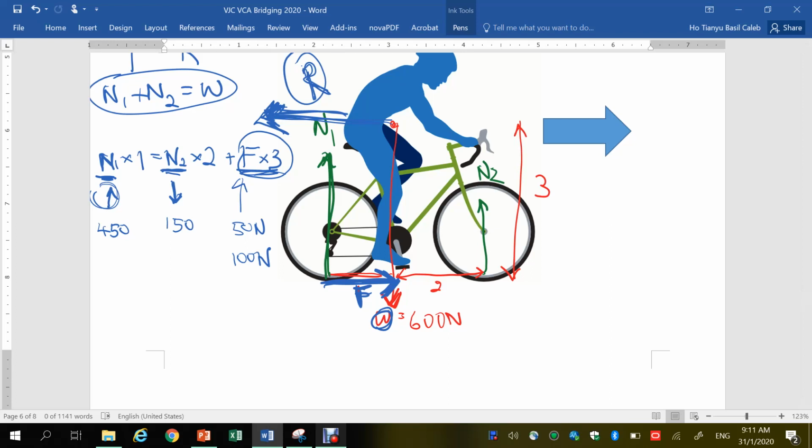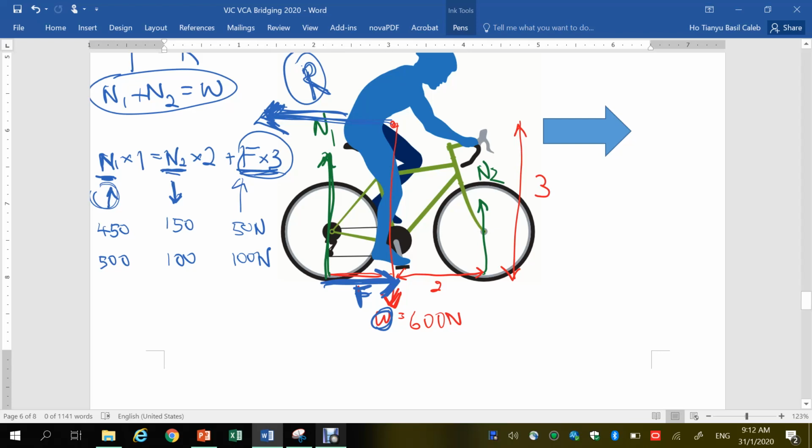So one of the possible values here will be 500. So how do you do that? There will be 500 times 1, such that 500 plus 100 is still 600. But 500 times 1 minus 100 times 2 is actually 300 newtons. Right? So this effect will still hold.